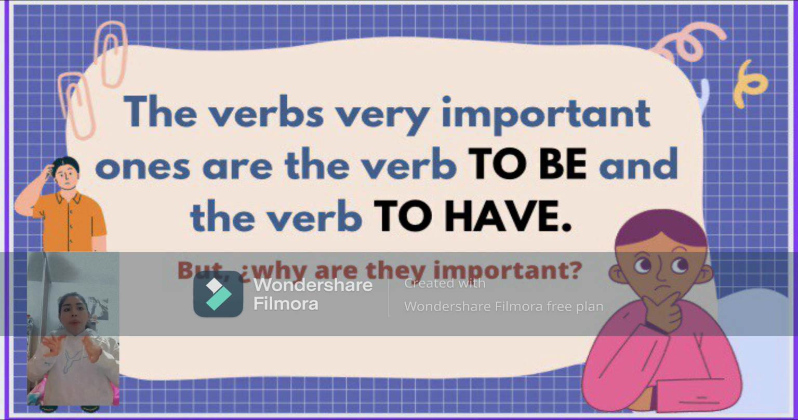The most important auxiliary verbs are the verb to be and the verb to have. But why are they important? They are important because we use them as main verbs in many different situations and also as auxiliary verbs.